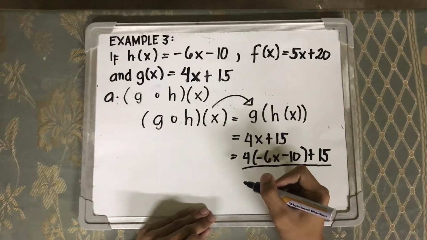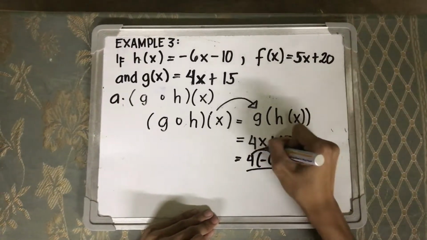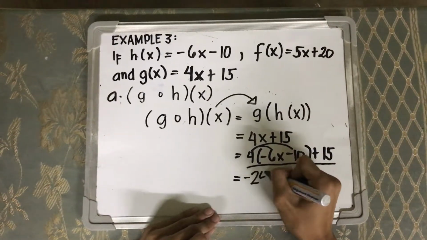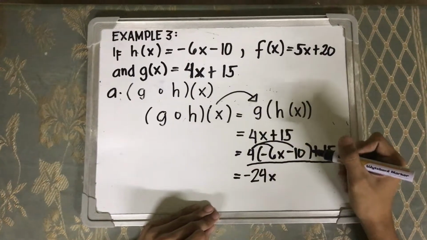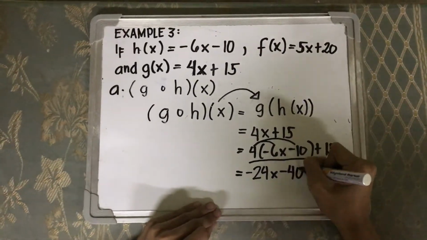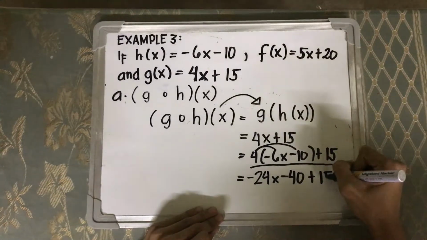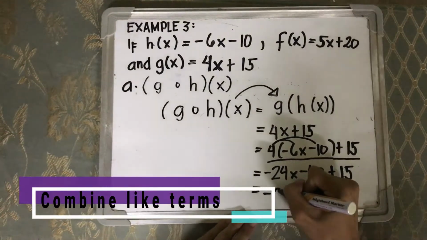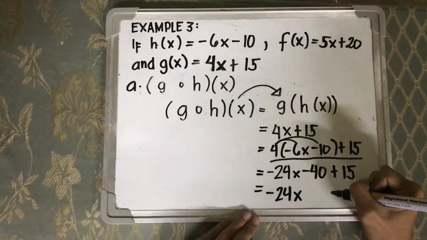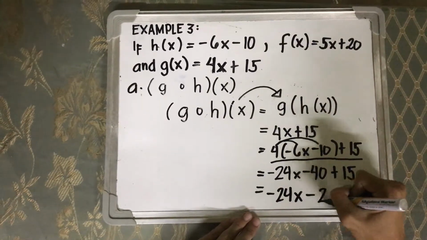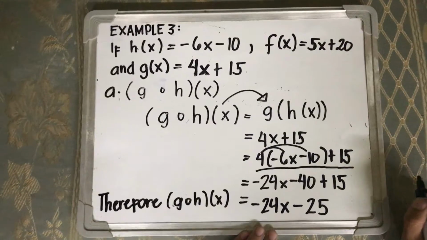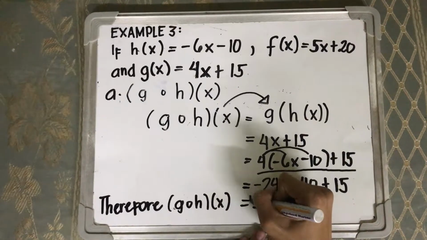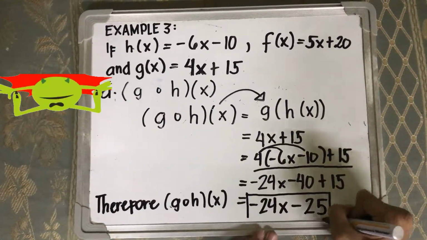To continue, multiply 4 to the values inside the parentheses. 4 times negative 6x is equal to negative 24x, and 4 times negative 10 is equal to negative 40, plus 15. Then, combine like terms, which is negative 40 plus 15, which is equal to negative 25. Therefore, (g ∘ h)(x) is equivalent to negative 24x minus 25.